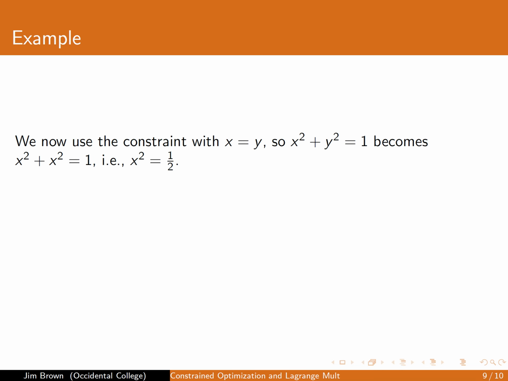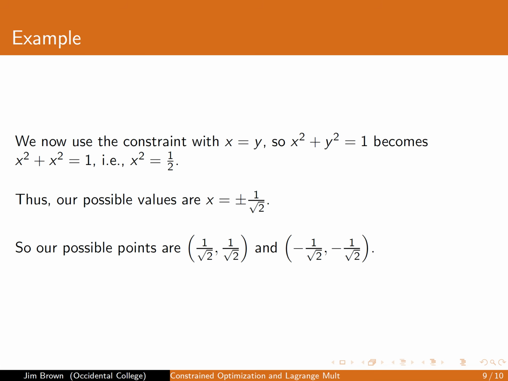So if I use that with the information I just had that x has to be equal to y, we get x squared plus x squared has to be 1. Or if we add these two together, I get 2x squared is equal to 1. I divide by the 2 and I get x squared is equal to 1/2. So solving that for x, I get x is equal to plus or minus 1 over square root of 2. And then using x has to be equal to y, our possible points that give maximums or minimums are (1 over square root of 2, 1 over square root of 2) and (negative 1 over square root of 2, negative 1 over square root of 2).